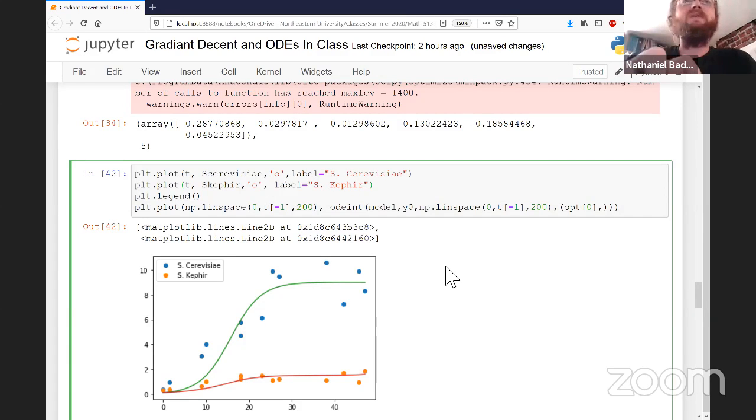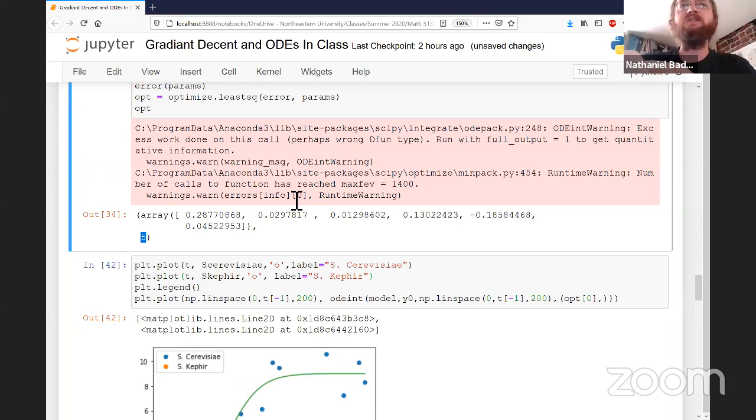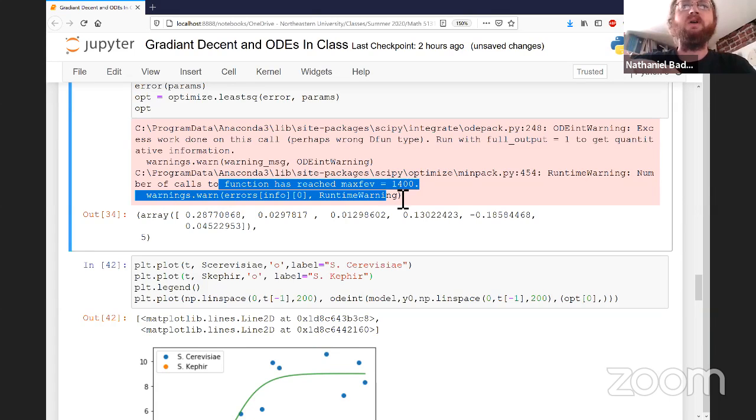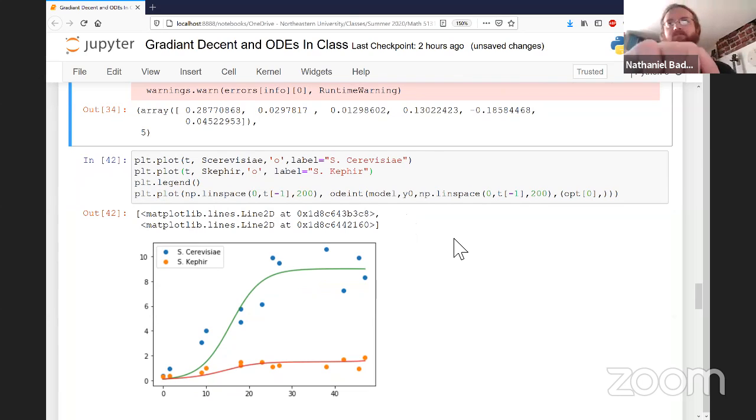There's another hint that something's gone wrong here, which is you notice that this has returned 5, right? So again, 1 to 4 are good values. 5, again, is an indication that something's gone wrong. And in this case, we're again getting this runtime warning where it reached a maximum number of calls to the function without settling down.